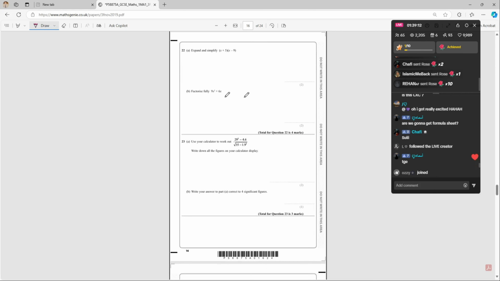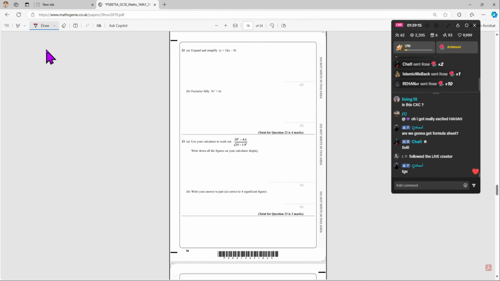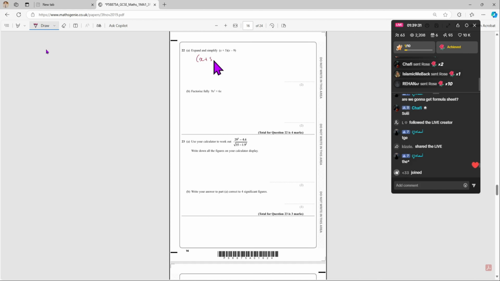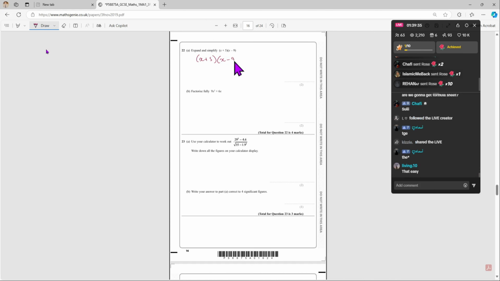So let's move on to question number 22. Some algebra. Expand and simplify x plus 5 in brackets and then x minus 9. So it's going to be expanding double brackets. So we have x plus 5 and then we have x minus 9.